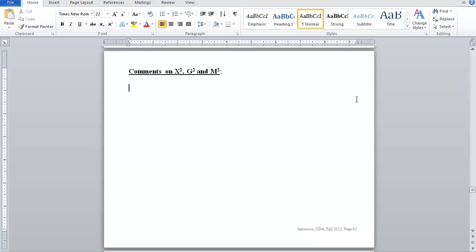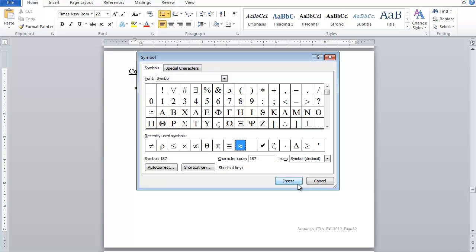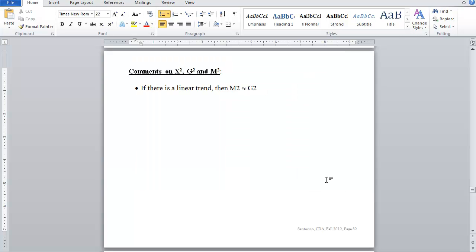A few ending comments. Comparing the tests of independence, your chi-squared and your likelihood ratio test, which only use the nominal piece, versus your M-squared, which uses your ordinal information. If there is a trend, and let's be more specific, if there's a linear trend, then it turns out that your statistics are going to be pretty comparable in size. So M-squared, G-squared, and your chi-squared are all going to be pretty much comparable in size.